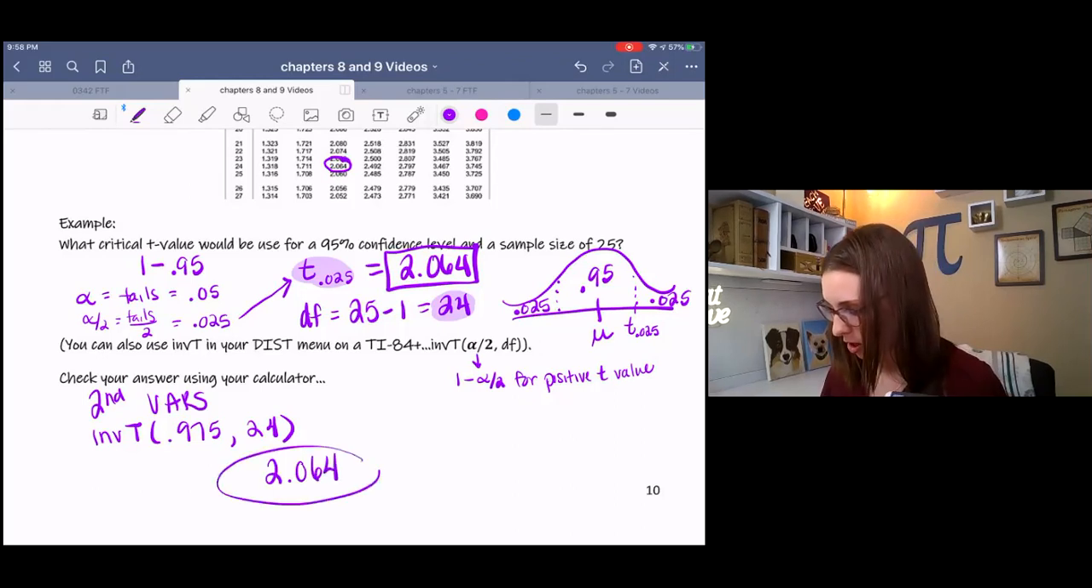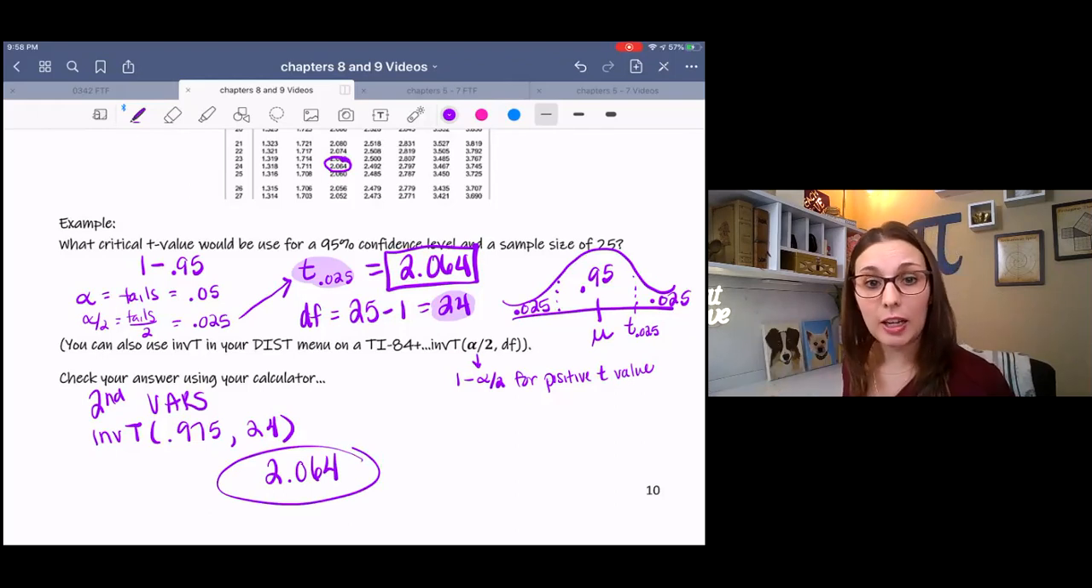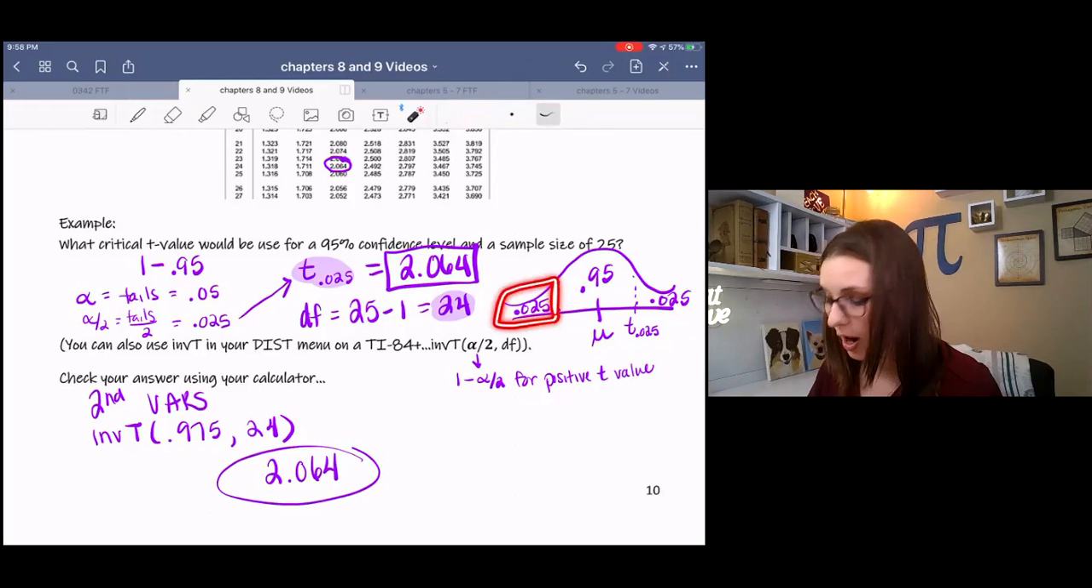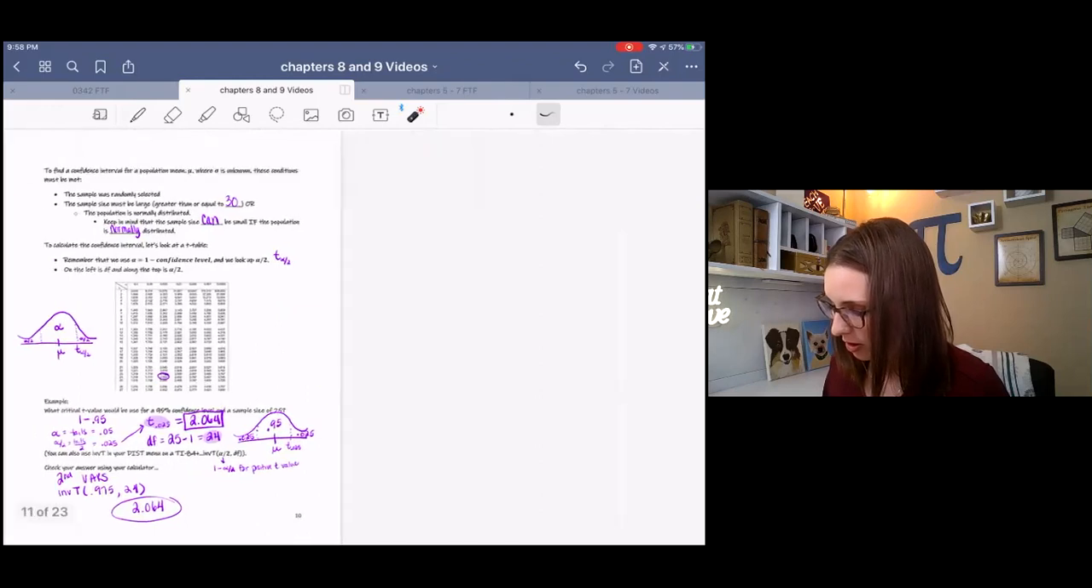So you can see you can do it either way. But if you use your calculator, if you have an older calculator like I do, you have to know what to type in. And if you type in the wrong piece, like if you had typed in 0.025, you're going to get negative 2.064, which is fine. You just have to know that we're looking for the positive t value. Okay? That's why it helps to draw a picture. Art in math.